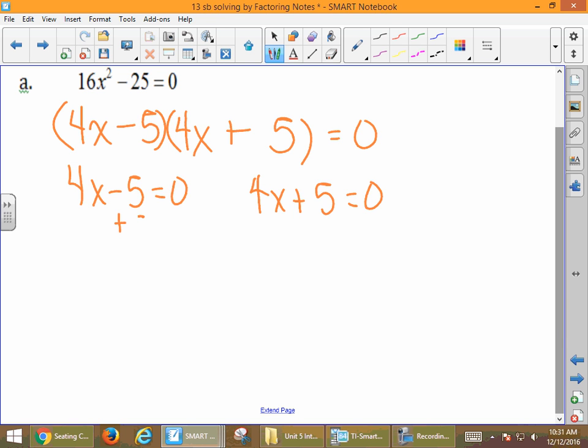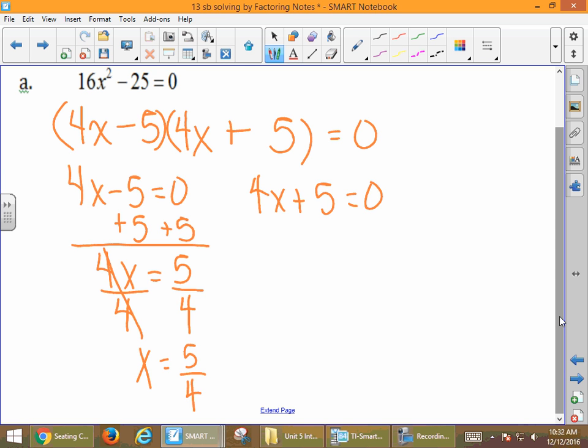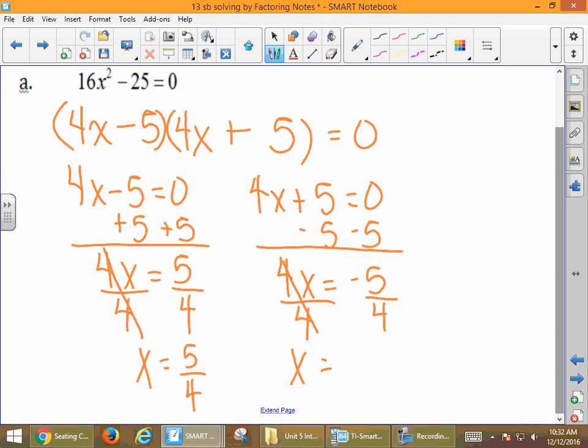And we can add 5 to both sides. We'll get 4x equals 5. Divide both sides by 4. And again, what some of you might see is you don't necessarily need to do all the work on our second factor because the only difference is a sign. But I will do all the work. We get 4x equals negative 5 and divide both sides by 4. We get x equals negative 5/4. So we have positive 5/4, negative 5/4.